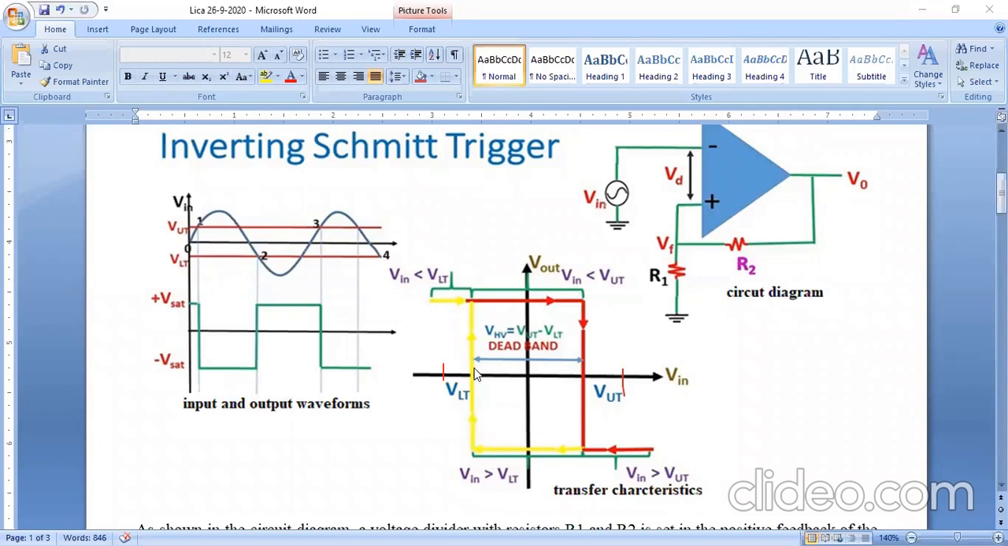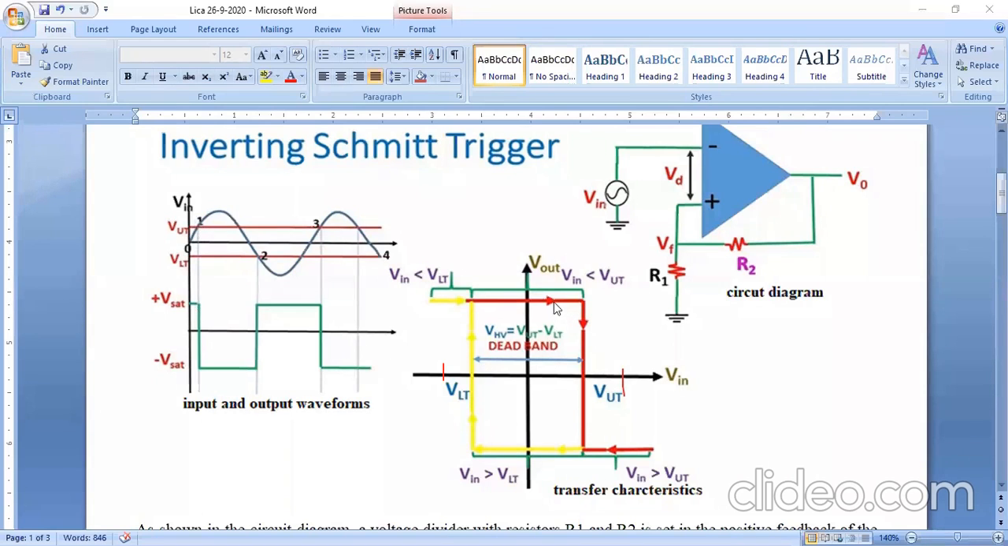If the input voltage is increased further with respect to a positive maximum, and the input voltage is less than the lower threshold value, here also we can see a positive saturation. When the input voltage is less than the lower threshold value, we have negative saturation, and if we go on increasing again, the condition will go on. That means at the first instant, 0 to 1, the input voltage is less than the upper threshold value, we have positive saturation.